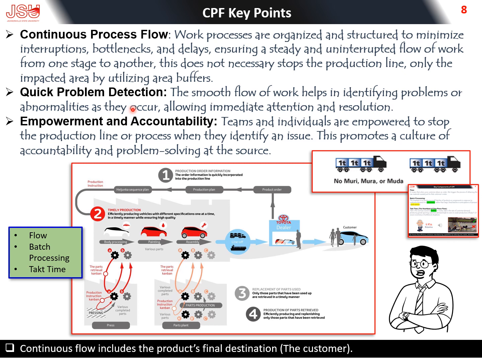Quick problem detection. The smooth flow of work helps in identifying problems or abnormalities as they occur, allowing immediate attention and resolution. Empowerment and accountability. Teams and individuals are empowered to stop the production line or process when they identify an issue. This promotes a culture of accountability and problem solving at the source. Continuous flow includes the product's final destination or customer.